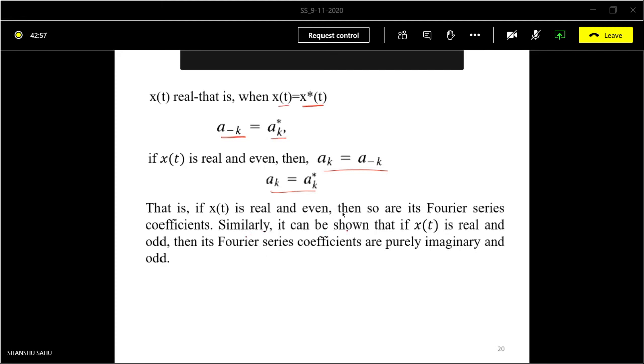Okay, similarly it can be shown that if x of t is real and odd, then its Fourier series coefficients are purely imaginary and odd. Okay, so this is one of the important properties. So if x of t is real and odd, it is an odd signal, then its coefficients are also imaginary. They will be imaginary and odd. Okay, this is one of the important properties of the Fourier series.